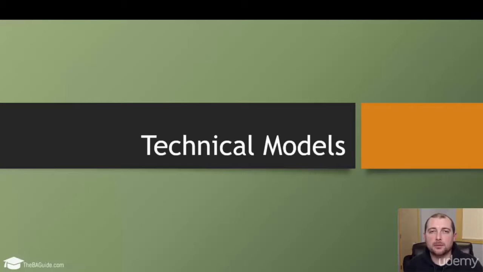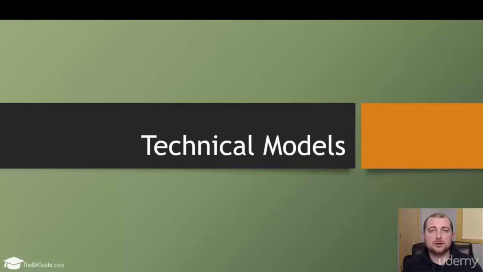In this lecture, we're going to be talking about technical models. In the last lecture, we talked about business models and walked through what a business analyst would utilize in that case. Here, we're going to talk about technical models. These models may be something that you utilize a little bit less as a business analyst, because this is generally more for IT business analysts or designers, developers, that type of thing.